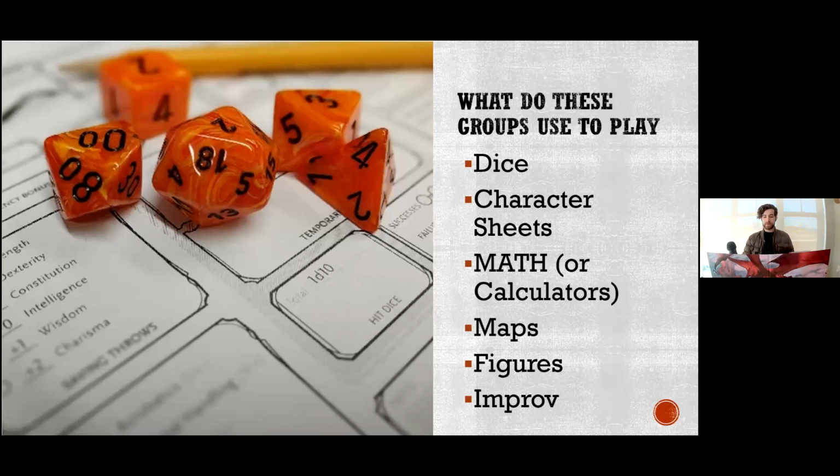In order to do this, I need to move this over here. In order to do this, Dungeons and Dragons comes down to these main mechanics or tools that get used. We have dice, we have character sheets. There is a little bit of math, but you can also use calculators. And there are maps, figures, and most importantly, improv.